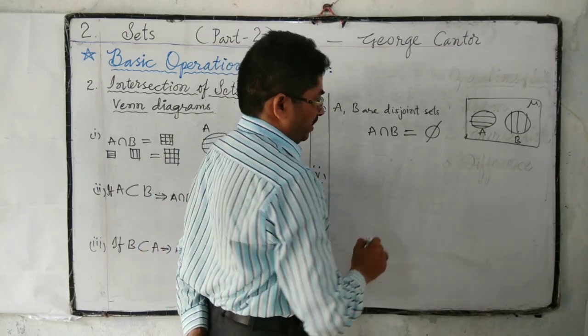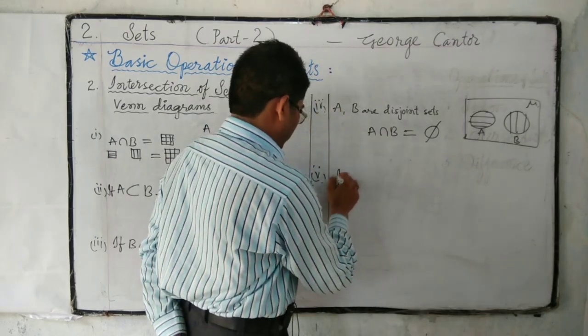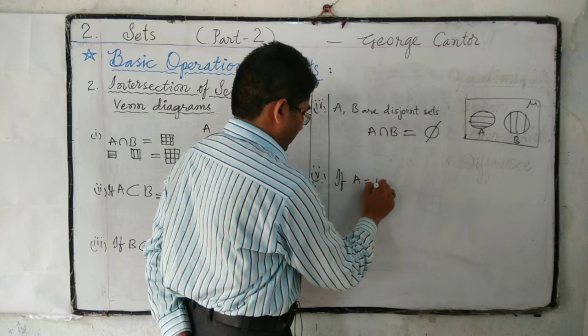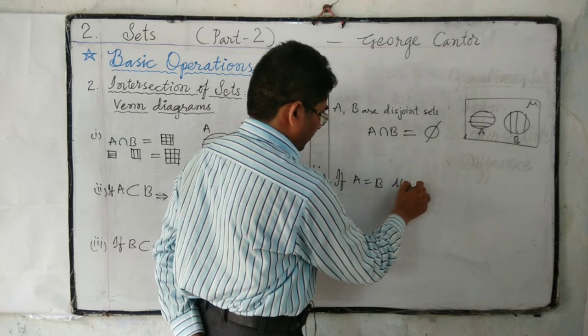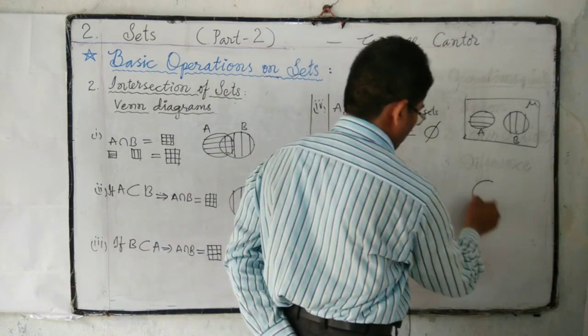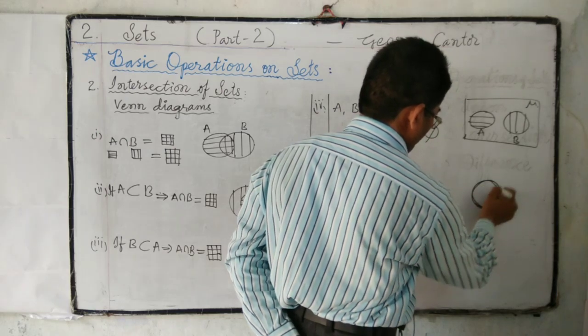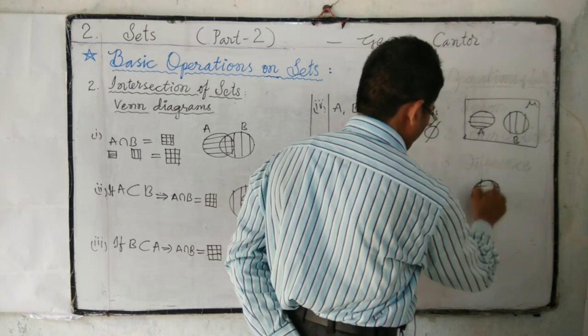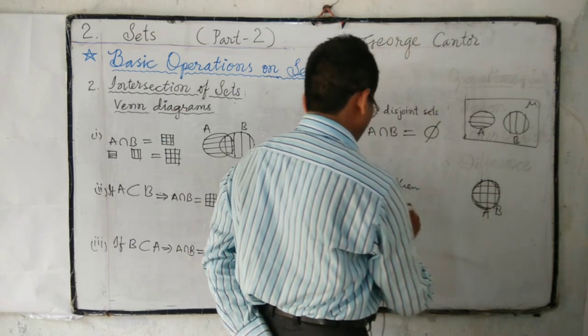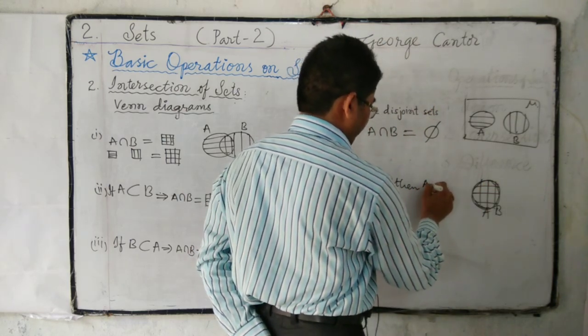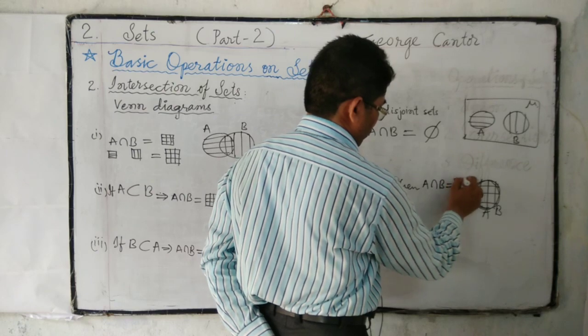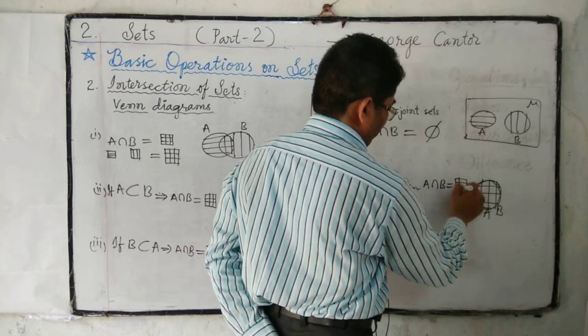Next, if A is equal to B, then A, B horizontally, vertically. Then A intersection B is equal to all the shaded region.